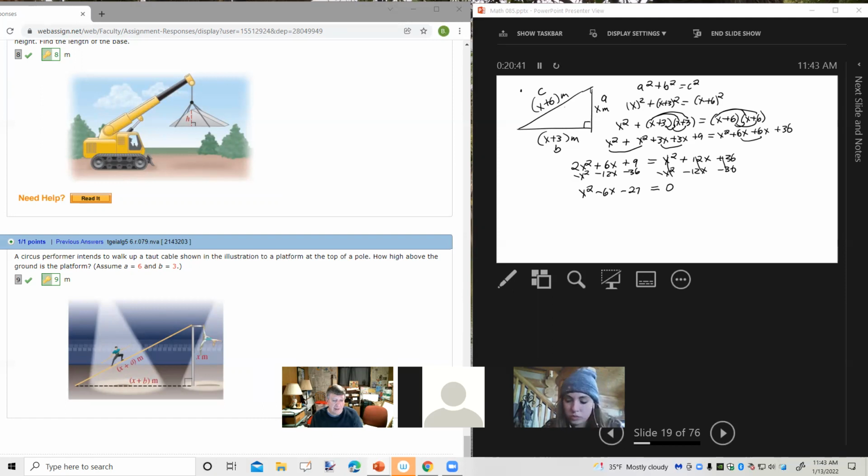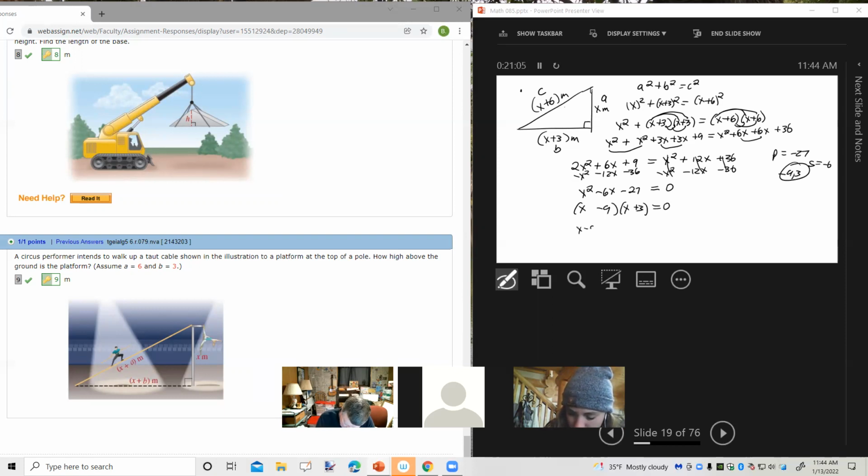So now I have a second degree or quadratic equation in standard form, and there's no greatest common factor. It's not a perfect square, so I've got x and x. My product is negative 27 and my sum is negative 6. How about negative 9 and 3?